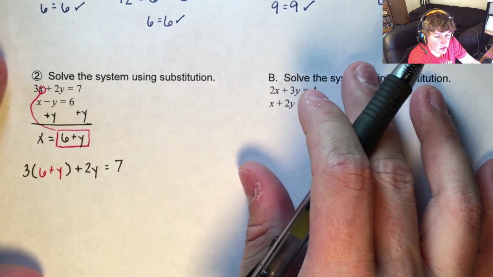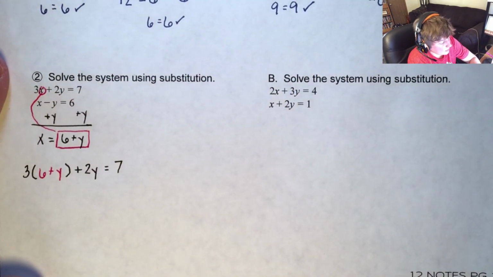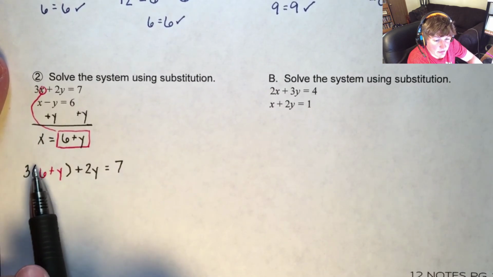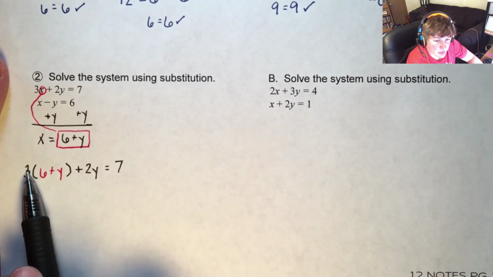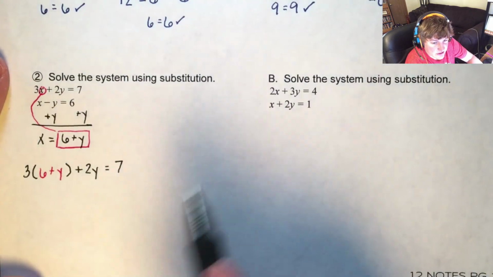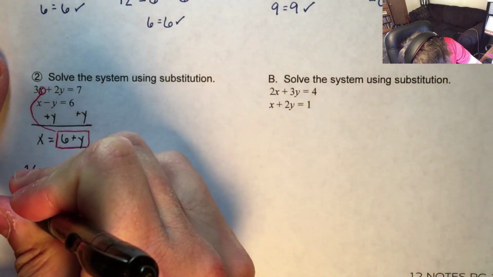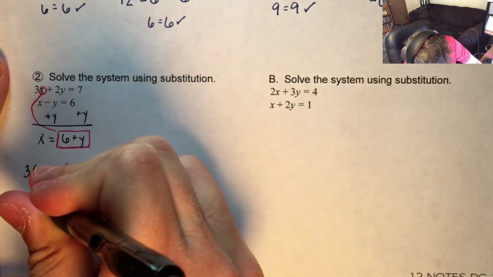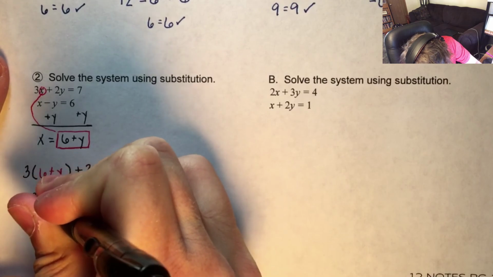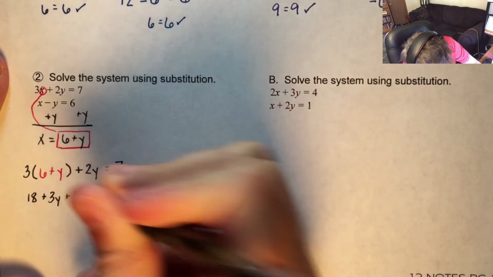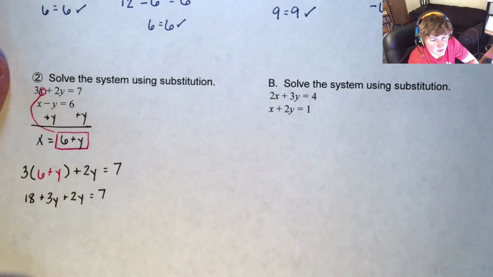Okay, so let's go ahead and continue forward. Okay, so now we have 3 times 6 plus y. Now you're going to need to remember the distributive property, which is going to multiply 3 times 6 and 3 times y. Okay, so 3 times 6 is 18, and 3 times y is 3y. And then everything else basically can just be brought down as is. I really just haven't done anything with it.